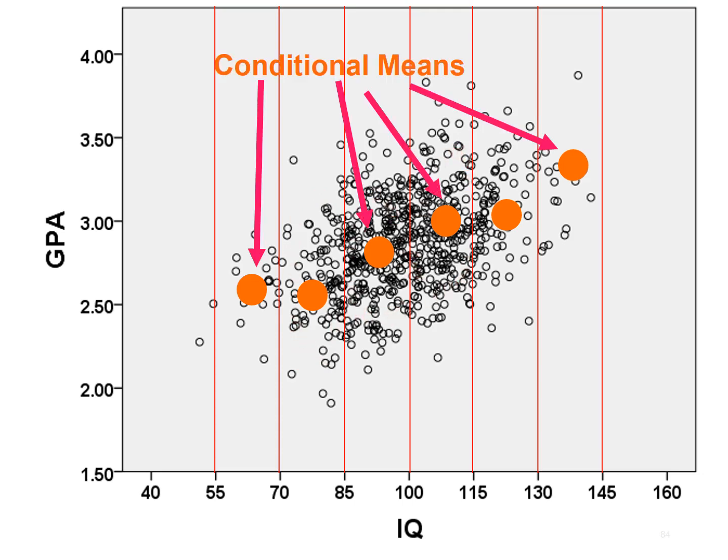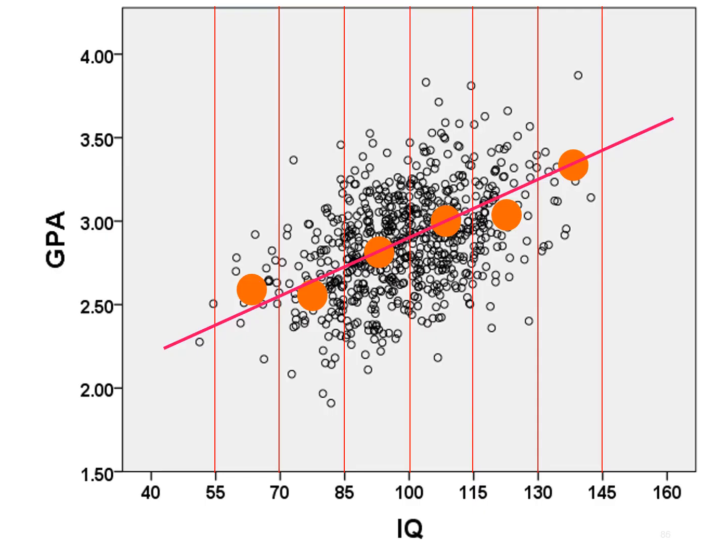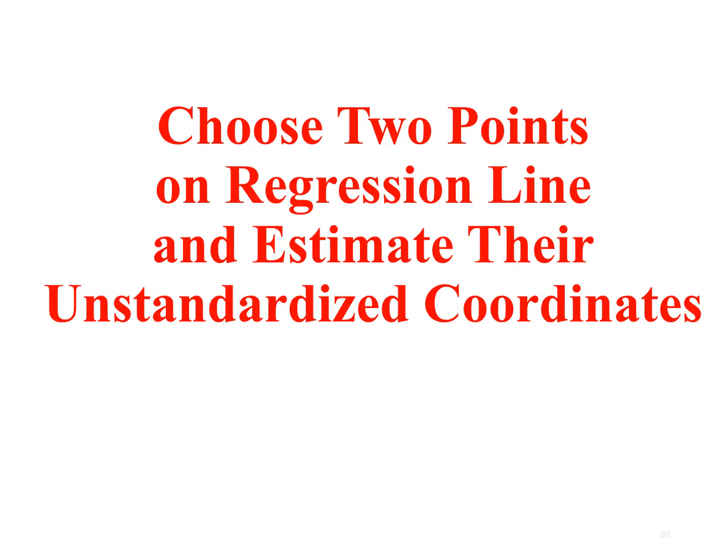And you have your conditional means. Now we can sketch the regression line that fits through the conditional means. Remember, the regression line always tries to go through the conditional means. It's not going to do it for every single conditional mean, but it's going to go through most of them. Once we sketch our regression line, we can choose 2 points on the regression line and estimate the unstandardized coordinates.